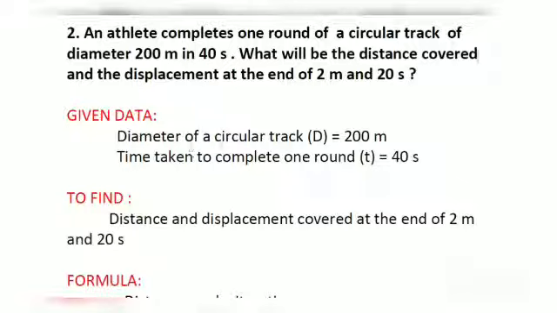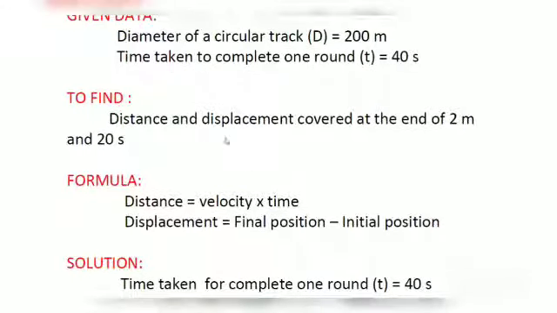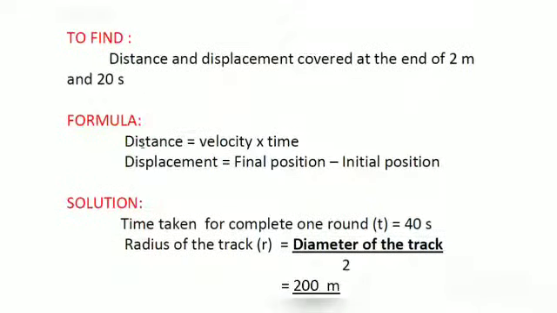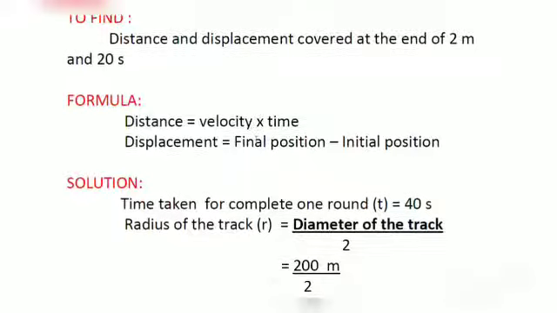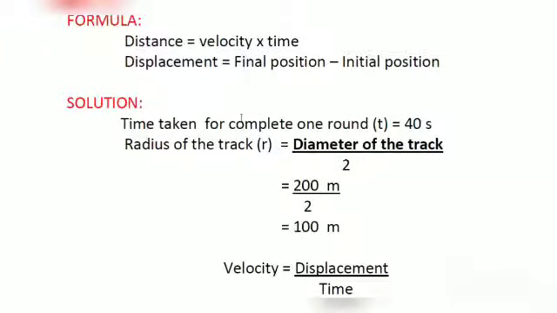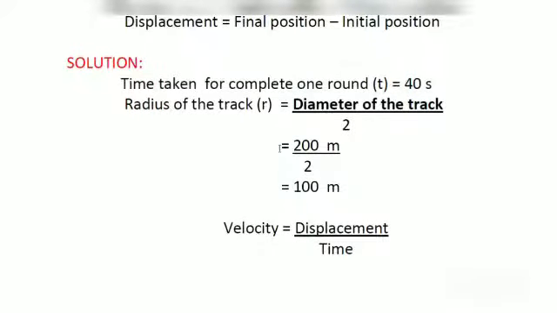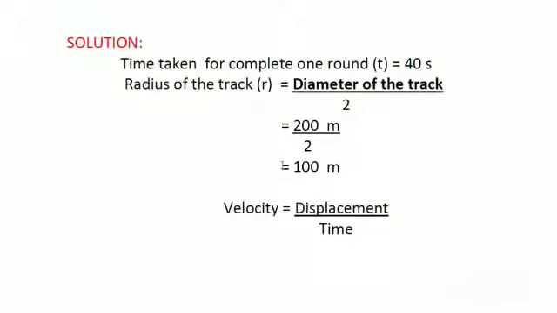Given data: diameter of the circular track d is 200 meters. Time taken to complete one round t is equal to 40 seconds. We have to find the distance and displacement covered at the end of 2 minutes 20 seconds. Formula: distance is equal to velocity into time. Displacement is equal to final position minus initial position. Solution: time taken to complete one round t is equal to 40 seconds. Radius of the track r is equal to diameter of the track by 2, so 200 meters by 2 is equal to 100 meters.